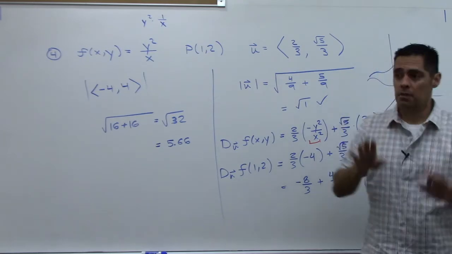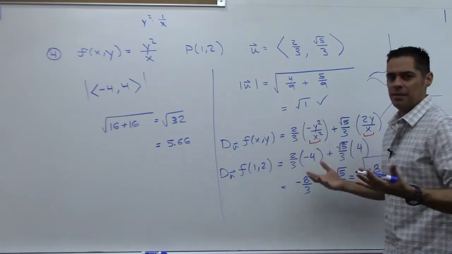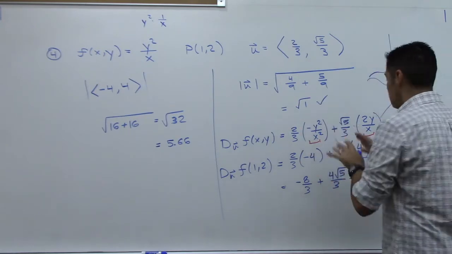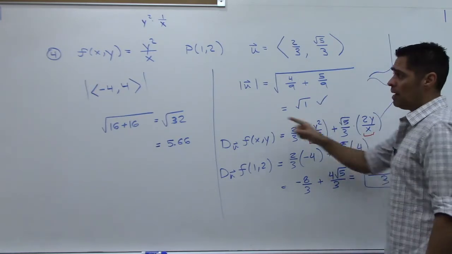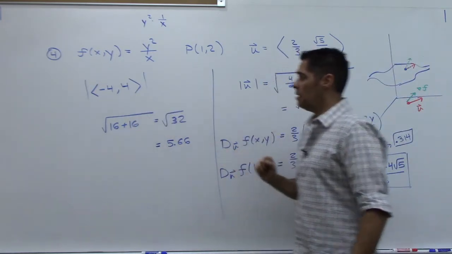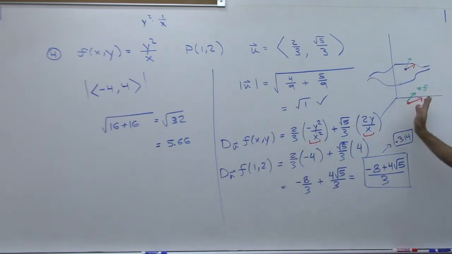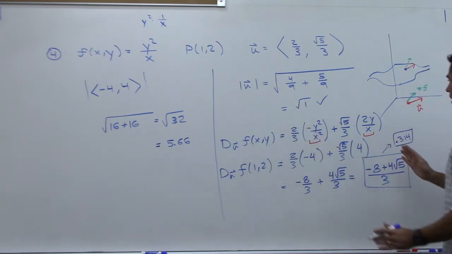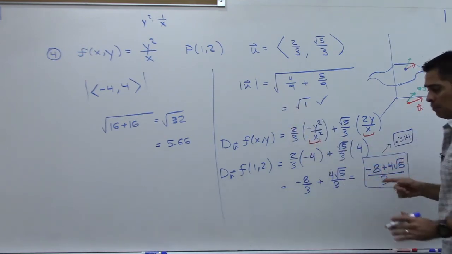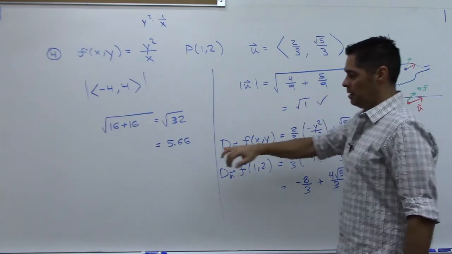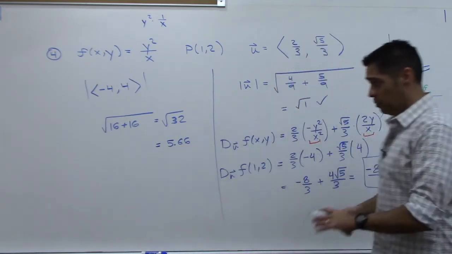So standing at this point, if you look around and you're trying to figure out where to go to get the steepest ascent, I know I keep saying this over and over, but it's so important: you should point in the direction of the gradient vector. So you look down on the ground, you figure out where that vector is in two-dimensional space, and you follow that path, okay? When you do that, you will have the steepest ascent, and it's going to be a slope of 5.66.